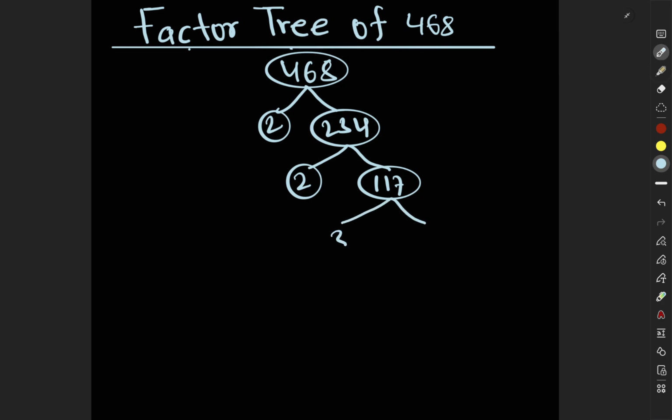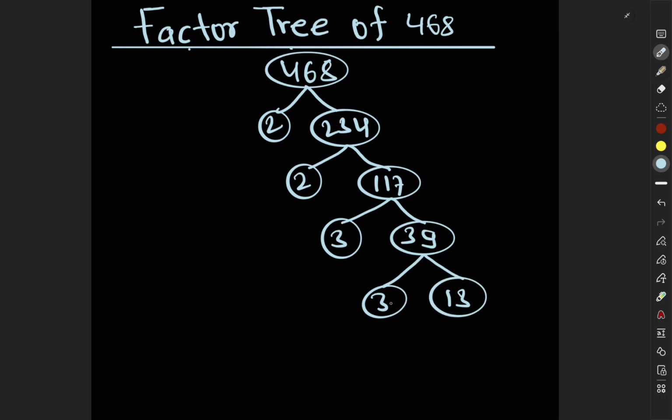117 can be written as 3 and 39. So 3 times 39 means 117. 39 can be written as 3 and 13. So 3 times 13 means 39.